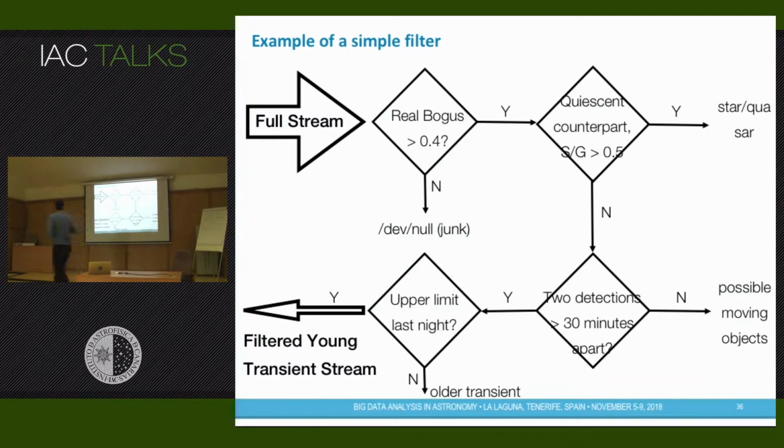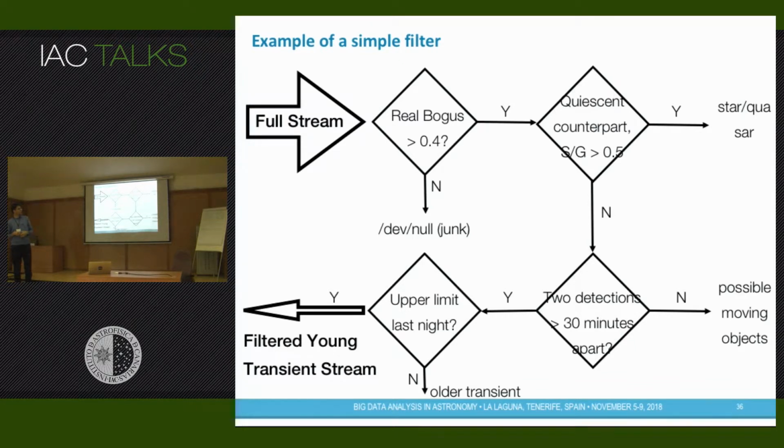And here's an example of what I mean by filter. So here's a very simple example. You have a full stream in. You could say, real bogus, is it greater than 0.4? So 60% chance, well, depending on how you scale it. If it's not, it's junk. If yes, continue. Does it have a quiescent counterpart? So did it change before or not? Does it have a counterpart in the static catalog? If yes, it's probably a star or a quasar. So if you're a stellar person or someone interested in quasars, that's where you're happy. If no, it continues on.